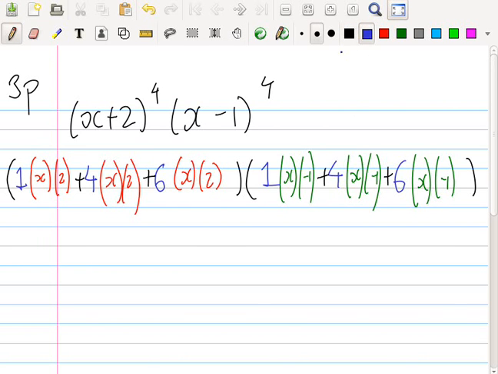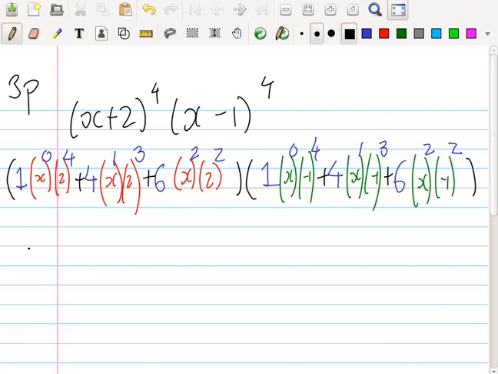And now I need to put the powers. Ascending powers of x. So the power starting here with the x is 0, and then here, 1, 2. And then the power here, 4, 3, and 2. And likewise here, the power 0, 1, and 2. And then here, 4, 3, and 2.